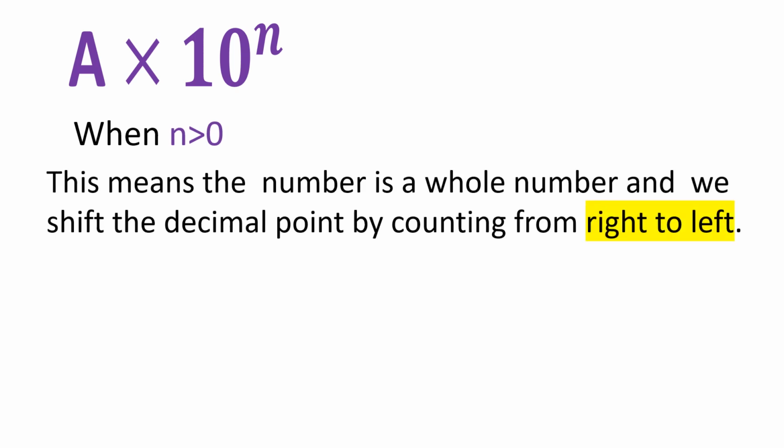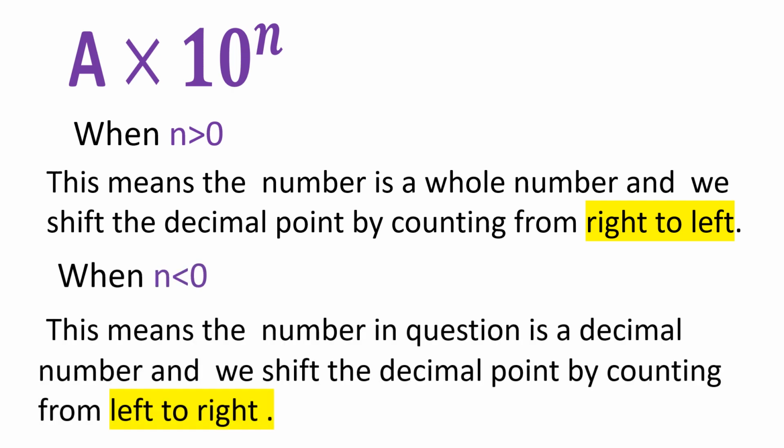When n is greater than 0, that is n is positive, this means the number we are working with is a whole number, and we shift the decimal point by counting from right to left. When n is less than 0, that is n is negative, it means the number in question is a decimal number, and we shift the decimal point by counting from left to right.